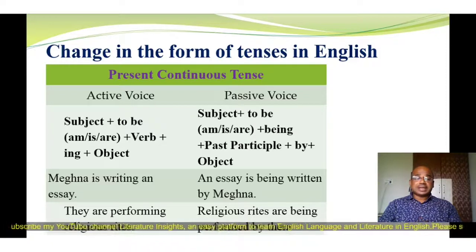So let's study the examples. Meghna is writing an essay. Here Meghna is the subject, is is to be, writing is verb plus ing, and essay is the object. Meghna is writing an essay. An essay is being written by Meghna. The next sentence, they are performing religious rites. Religious rites are being performed by them. These are the examples of active voice and passive voice in present continuous tense.